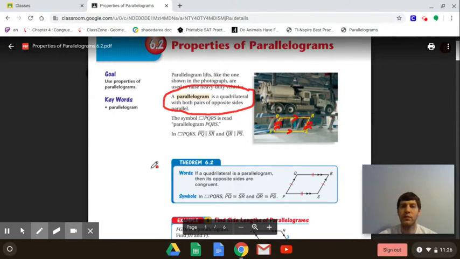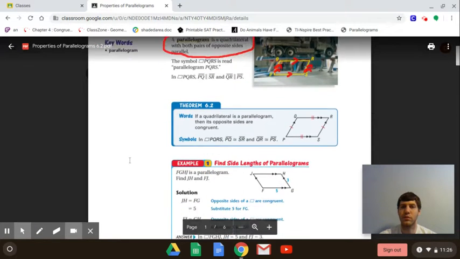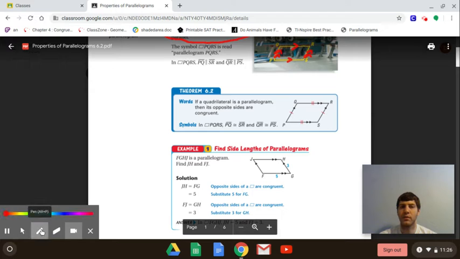Okay, the first here is our first theorem. It says theorem 6.2 here. If a quadrilateral is a parallelogram, then its opposite sides are congruent. So if we have a parallelogram, we know opposite sides are congruent, and that just means the lengths of the opposite sides are going to be equal.